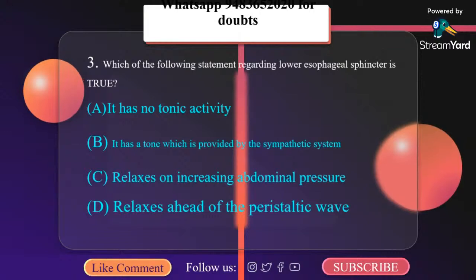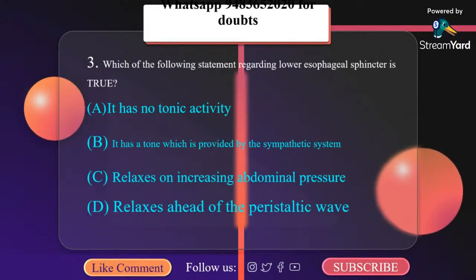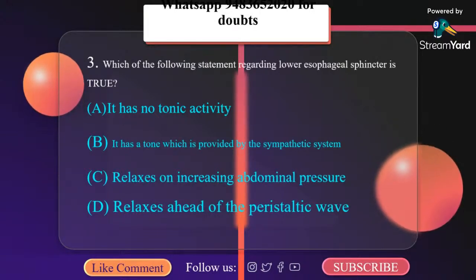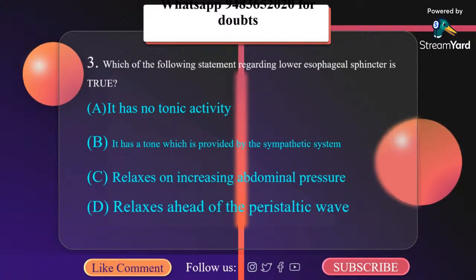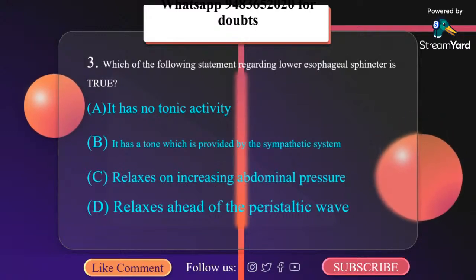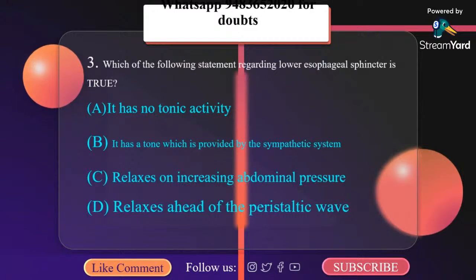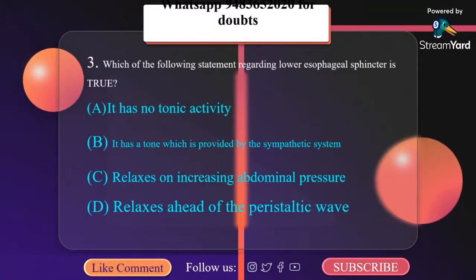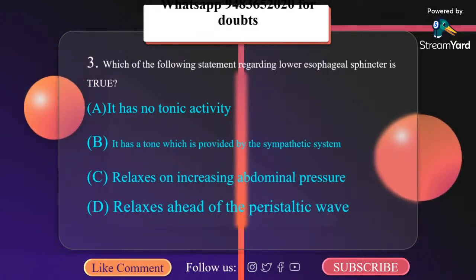Which of the following statements regarding lower esophageal sphincter is true? A. It has no tonic activity. B. It has a tone which is provided by sympathetic system. C. Relaxes on increasing abdominal pressure. D. Relaxes ahead of peristaltic wave. So the correct answer here is D.